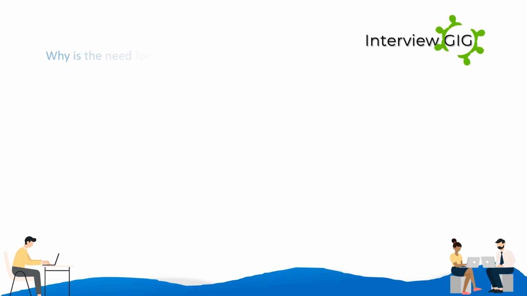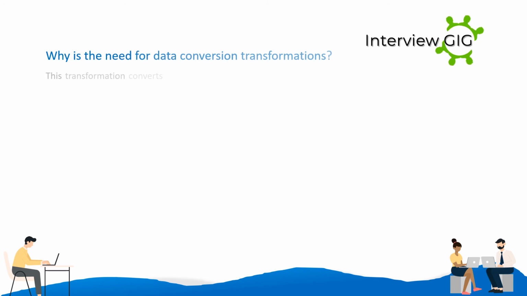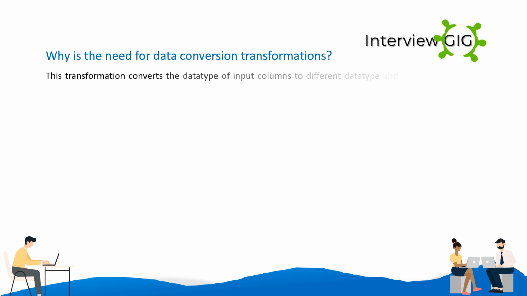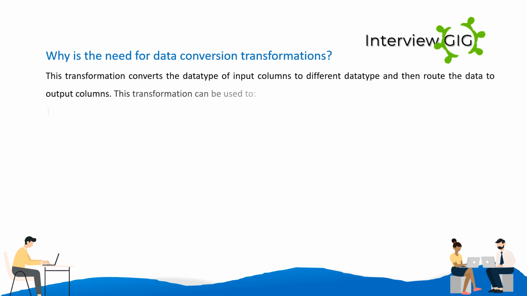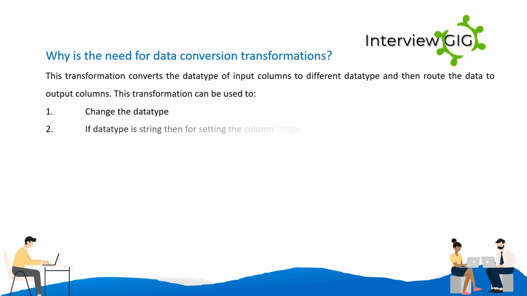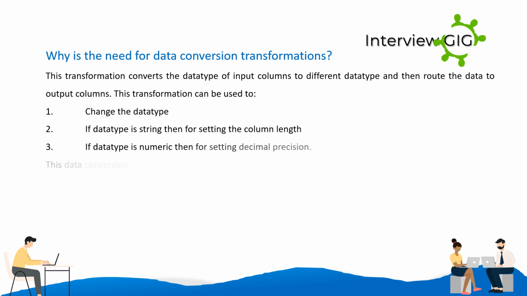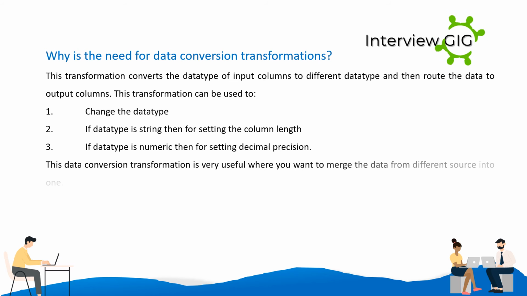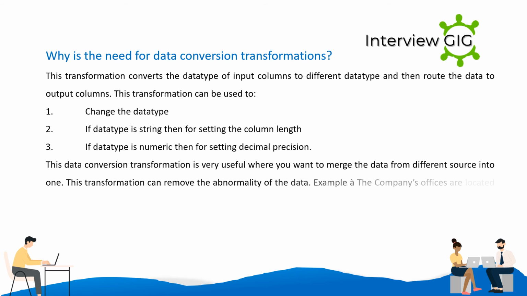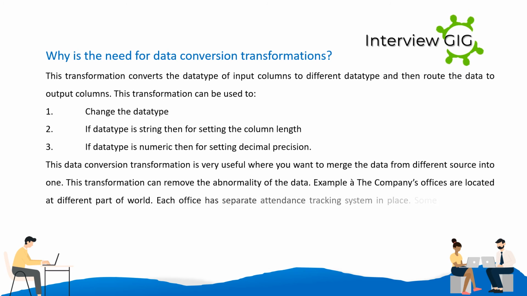Why is there a need for data conversion transformations? This transformation converts the data type of input columns to a different data type and then routes the data to output columns. This transformation can be used to: 1. Change the data type. 2. If the data type is string, set the column length. 3. If the data type is numeric, set the decimal precision. This data conversion transformation is very useful where you want to merge data from different sources into one. This transformation can remove the abnormality of the data.